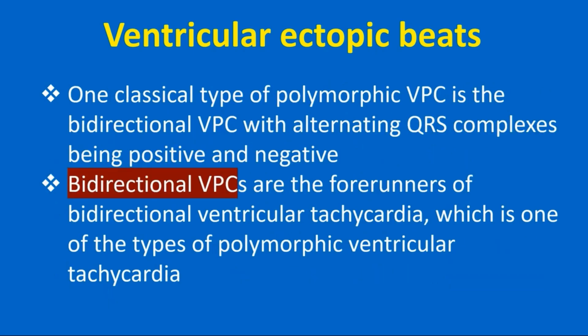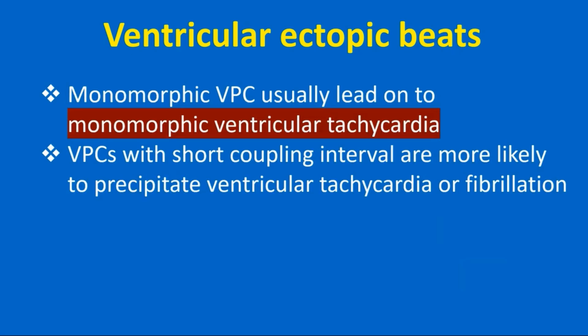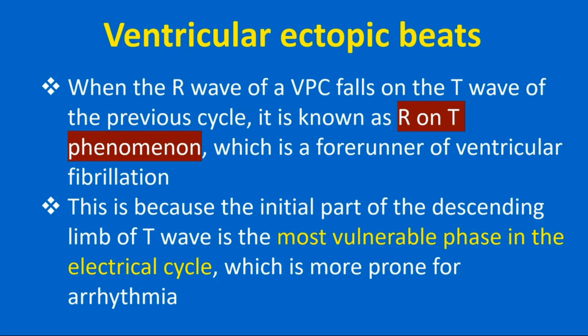One classical type of polymorphic VPC is the bidirectional VPC, with alternating QRS complexes being positive and negative. Bidirectional VPCs are the forerunners of bidirectional ventricular tachycardia, which is one of the types of polymorphic ventricular tachycardia. Monomorphic VPC usually leads on to monomorphic ventricular tachycardia. VPCs with short coupling interval are more likely to precipitate ventricular tachycardia or fibrillation. When the R wave of a VPC falls on the T wave of the previous cycle, it is known as R on T phenomenon, which is a forerunner of ventricular fibrillation.